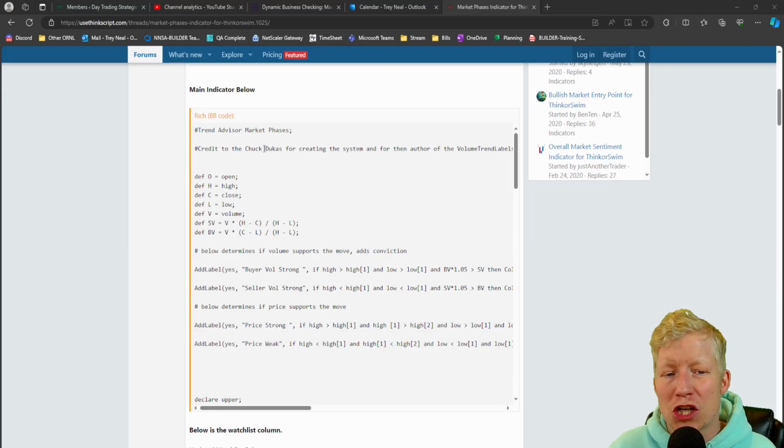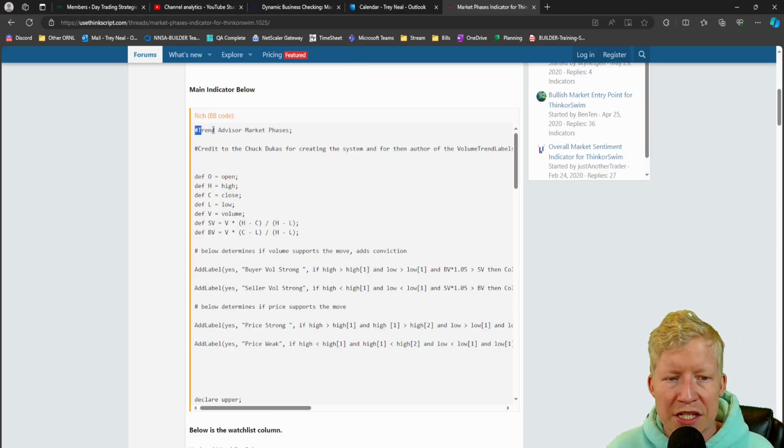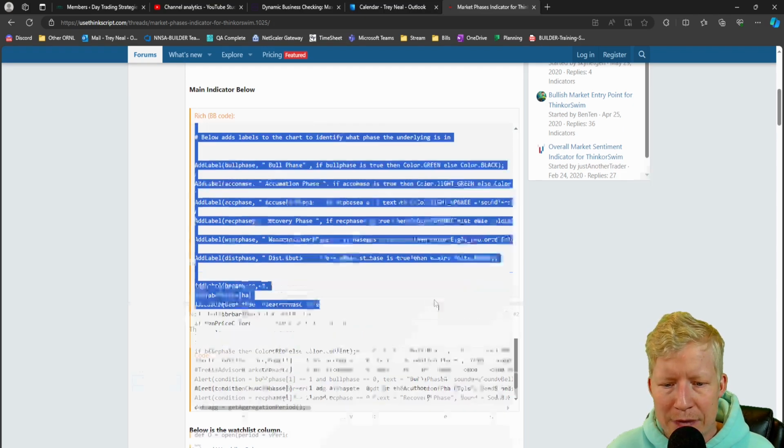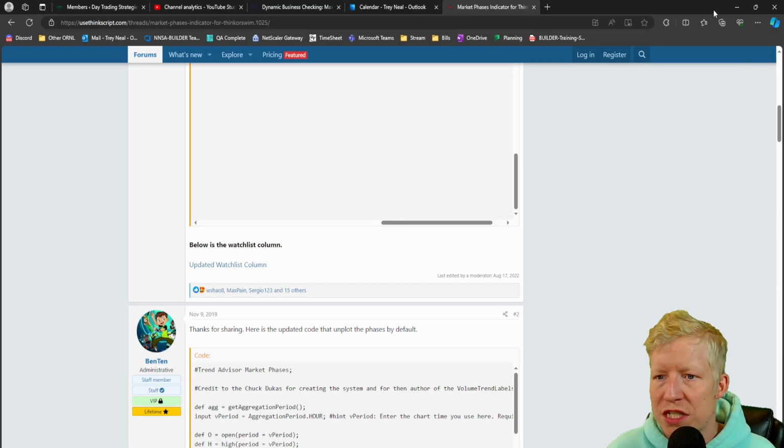Alrighty, so how do we get this code into ThinkScript? Pretty easy. I'm just going to hit Control A. Oh, Control A doesn't work. It copies everything. All right, I guess I'm going to grab and drag and select everything in here. Now I'm going to hit Control C, copy.